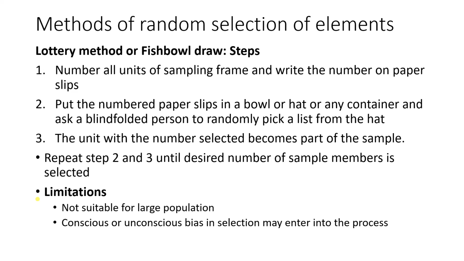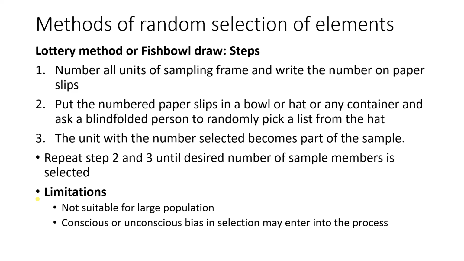Now, let us come to the methods of random selection. So, the very simple method that we can follow is lottery method, or it is also called Fishbowl draw. But this type of method is more suited for small samples. Suppose for your practical classes and practical purpose, you want to select two students from your class, then you can have a list. So first step is that you will number all the units of the population or of the sampling frame, and then write the numbers on the paper.